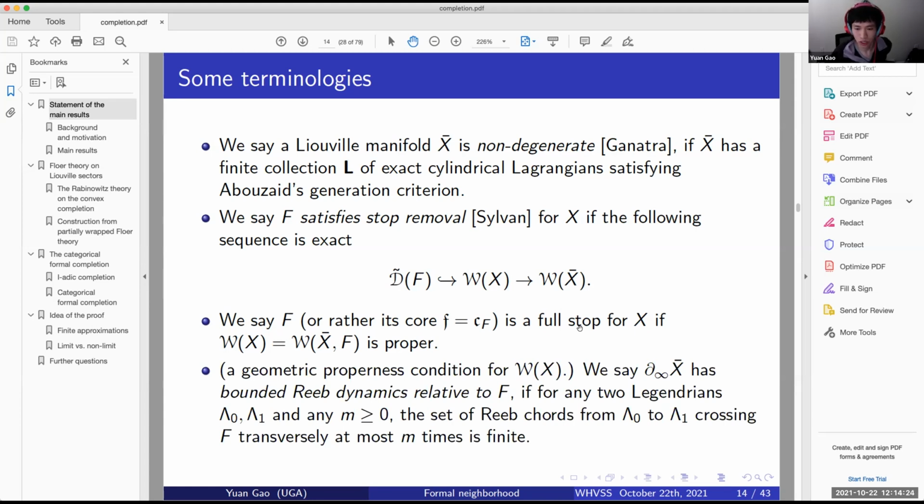Well, in order for the theorem, for the equivalence to be true, we need a slightly stronger properness condition, which is geometric. So we're going to say that the contact boundary at infinity of X bar has bounded Reeb dynamics relative to F if for any two Lagrangians and any integer m, the set of Reeb chords from lambda 0 to lambda 1 crossing F transversely at most m times is finite. So for m equals 0, that just implies that the partially wrapped category is proper, but it's quantitative in m. And of course, let's say if this X comes from a Landau-Ginzburg model with compatible locus, in particular a Lefschetz fibration, then the boundary at infinity of X bar admits an open book decomposition, in which case you can check this. But the S1 structure along the boundary.